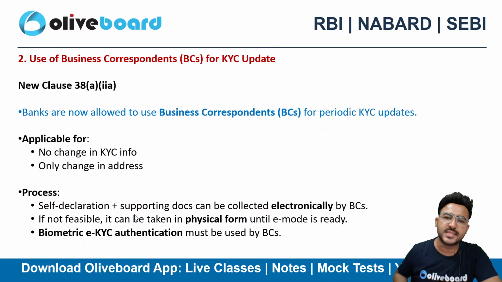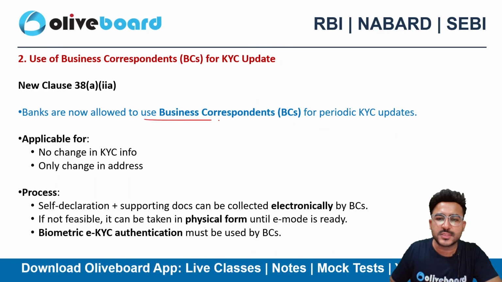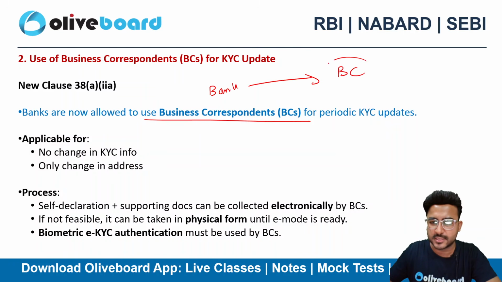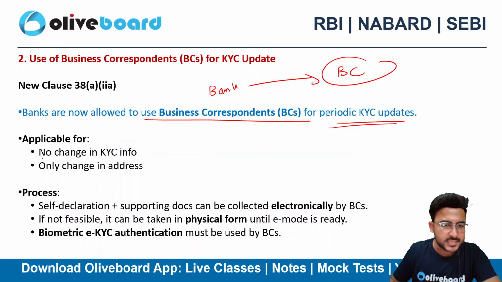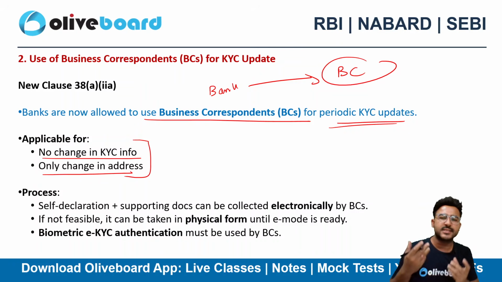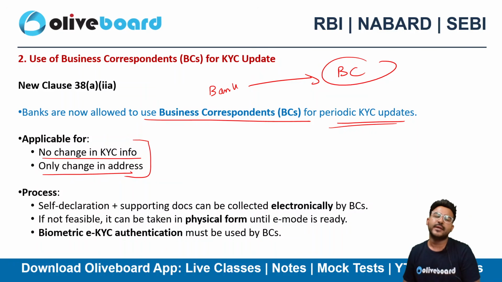Plus, use of business correspondents as well for the KYC update. So RBI has also now allowed banks to use business correspondents. So banks can now use their BCs, business correspondents, for the periodic KYC updates, right? Applicable for no change in KYC information, or only in the case of address change. Let's suppose nothing is getting changed in my KYC. So I just need to give a declaration. I can do it via a business correspondent as well. I don't have to go to the bank, right?